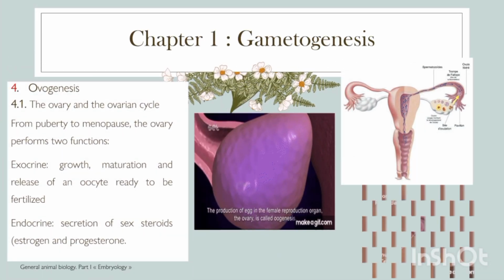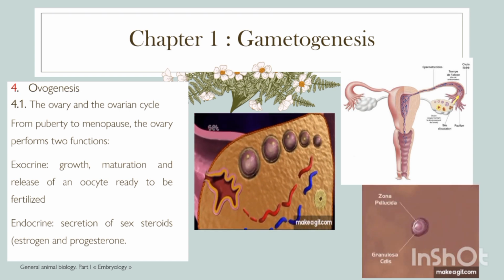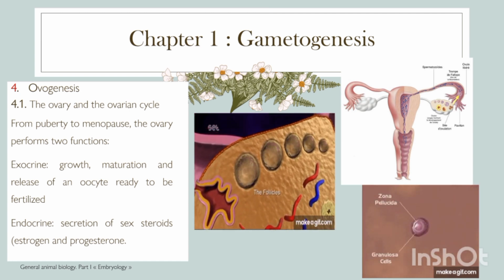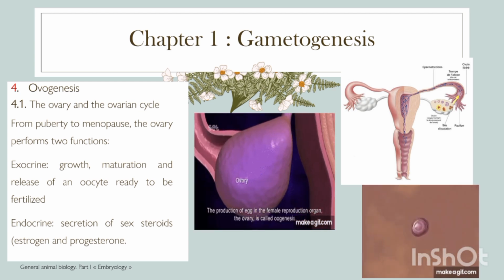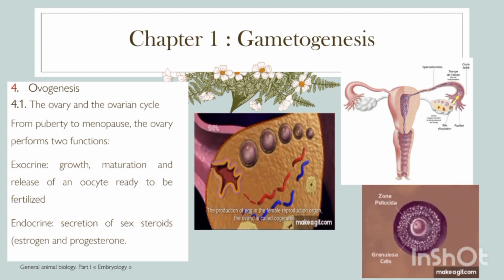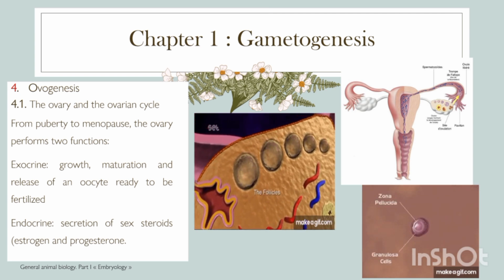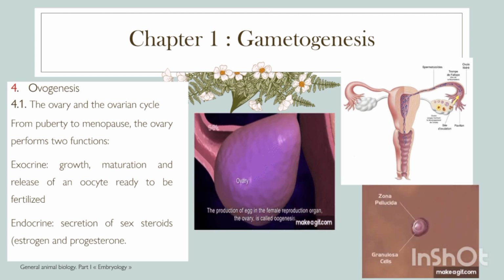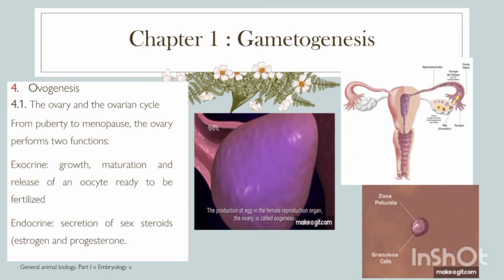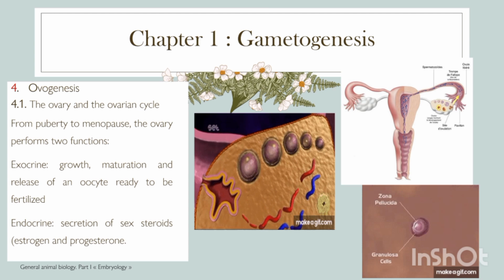After spermatogenesis, we move on to ovogenesis. From puberty to menopause, the ovary shown in this figure performs two functions. Exocrine function ensures growth, maturation, and release of an oocyte ready to be fertilized, and endocrine function ensures the secretion of sex steroids, estrogen and progesterone.